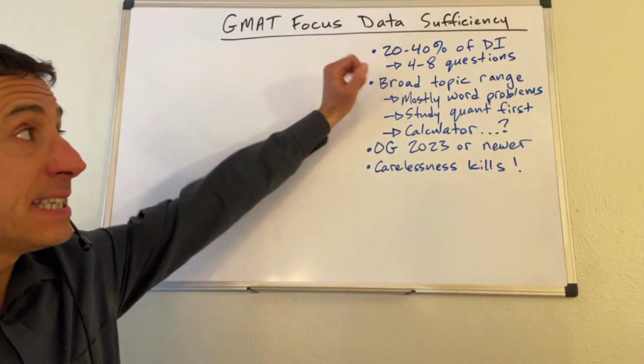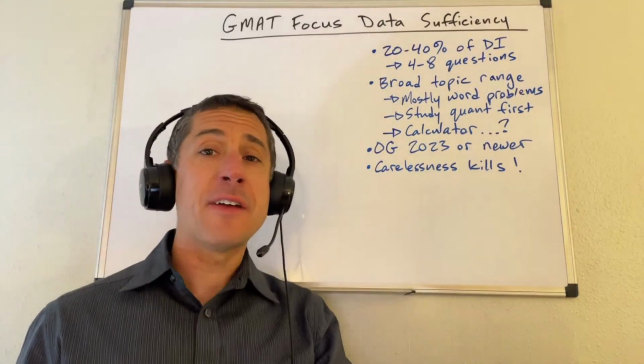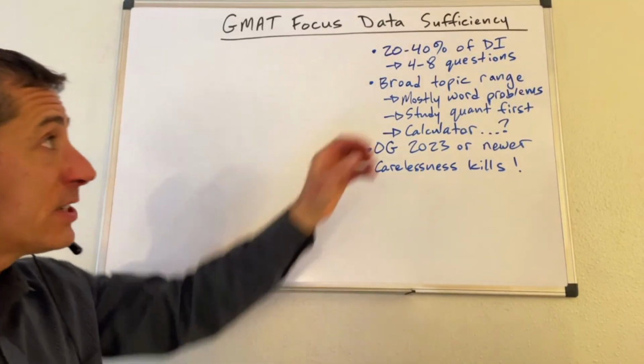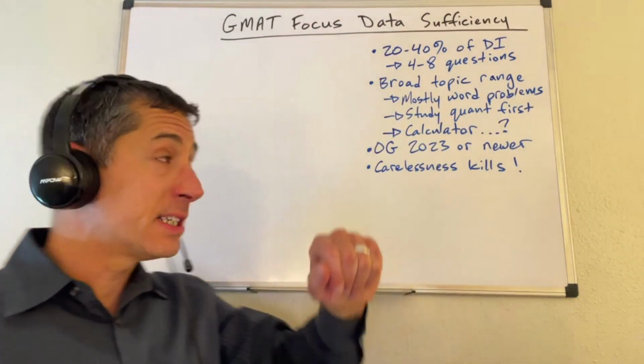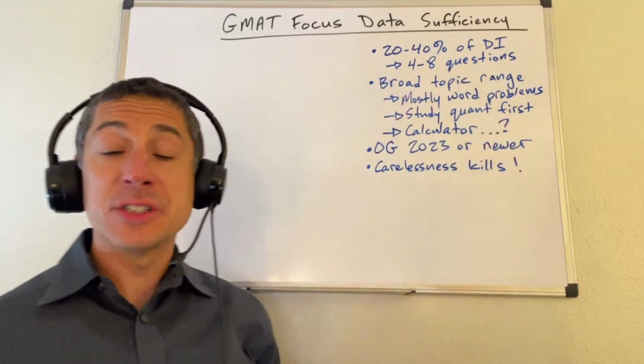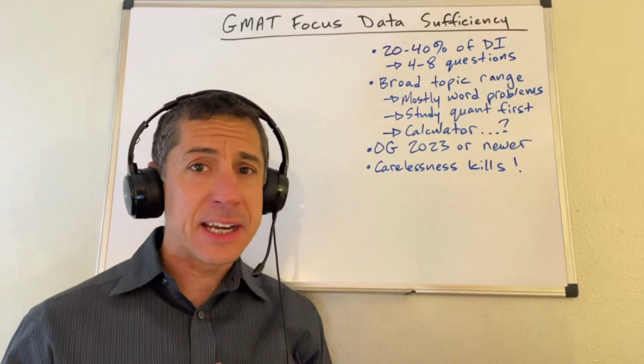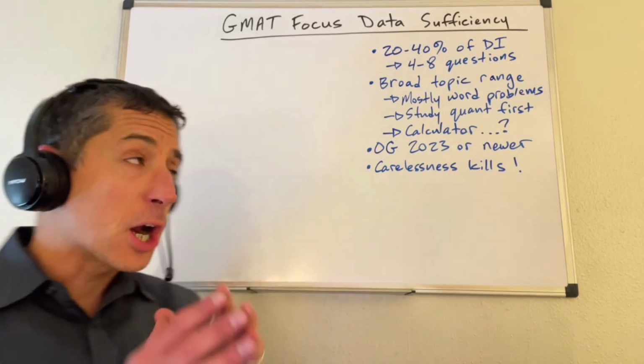First of all, how important is it? You've got 20 questions in 45 minutes on the Data Insights section as a whole. Out of those, 20 to 40% are going to be data sufficiency according to GMAT. So that's 4 to 8 questions. So far, what we're seeing most of the time is 6 questions out of your 20, but there's a little bit of a range there.